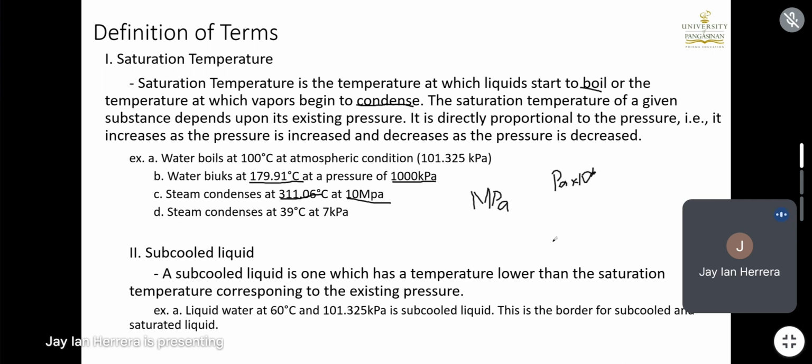That's why it became megapascal. Okay. And then the last example is steam condenses at 39 degrees Celsius at 7 kPa. So, it's a large pressure. So, it will only start to turn back into what? The steam will only start to turn back into water at 39 degrees Celsius given that its saturated pressure is 7 kPa.